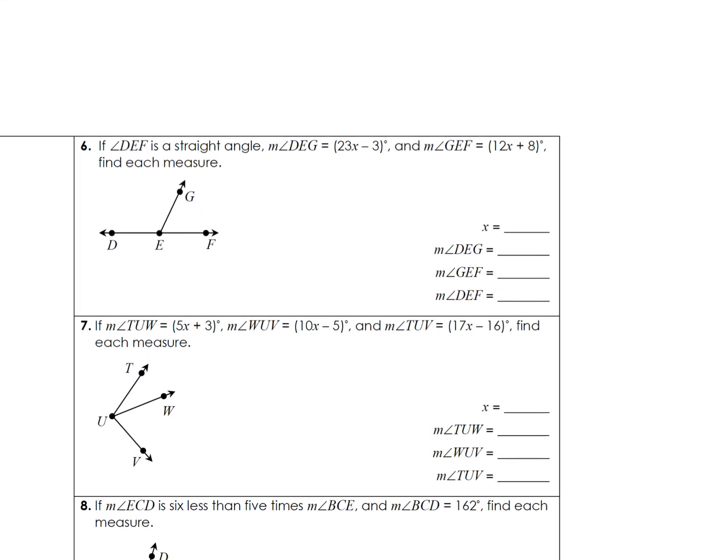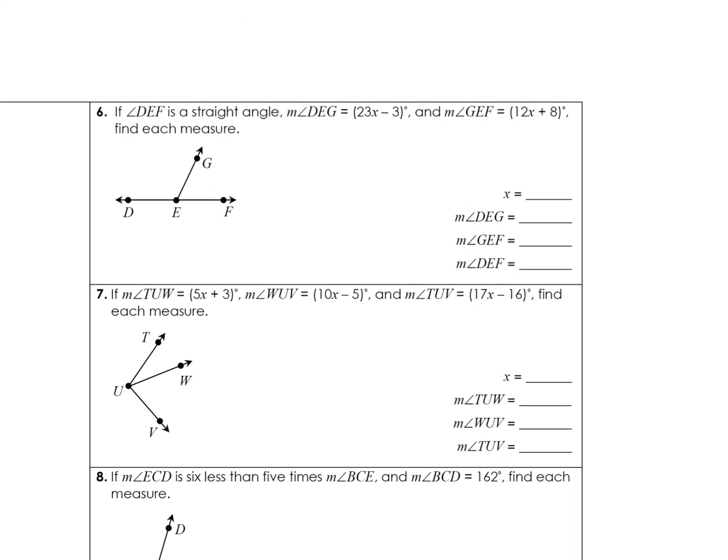Now, in this problem, you're going to need to remember your vocab. So if DEF is a straight angle, and the measure of angle DEG is 23x minus 3, and the measure of GEF is 12x plus 8, find each measure. So remember, a straight angle is an angle that adds up to 180, and that's how you get the information to solve this problem completely. So you can label these pieces, and then, because it's a straight angle, we can add them together, so 23x minus 3 plus 12x plus 8 is equal to 180.